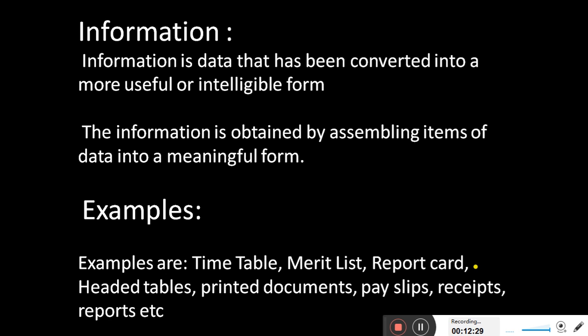Information is data that has been converted into a more useful and intelligible form. Correct? The information is obtained by assembling items of data into a meaningful form. We can generate the information by assembling the raw data in a meaningful way. Correct? Examples of information are timetable, merit list, report card, headed table, printed documents, pay slips, receipts, reports. These are the examples of information.